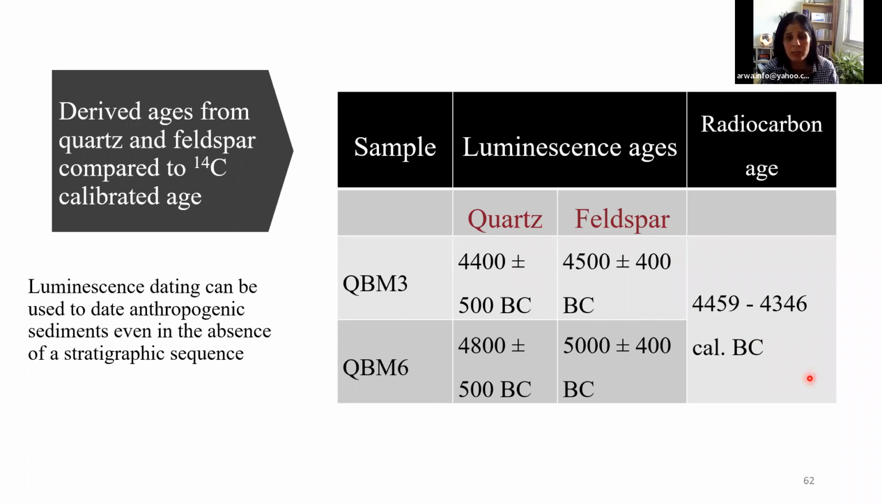This supports the potential of using luminescence dating not only for geoarchaeological landscapes, but also for samples that have been deposited by human activities. And that is shown by the good agreement between both quartz and feldspars, which means we have a good bleaching and resetting of the signal when a human was using this sediment, and a good agreement with radiocarbon ages, which means that we are dating the target time of the target activity.